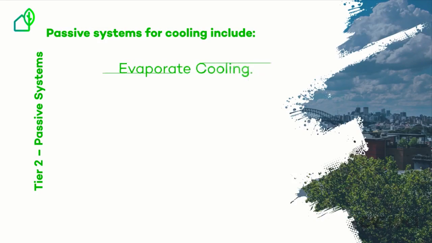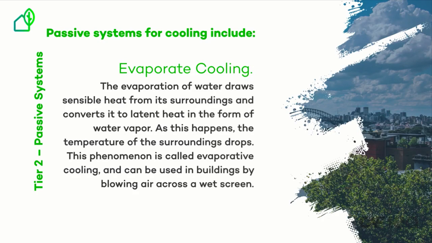Evaporative cooling. The evaporation of water draws sensible heat from its surroundings and converts it to latent heat in the form of water vapor. As this happens, the temperature of the surroundings drops. This phenomenon is called evaporative cooling and can be used in buildings by blowing air across a wet screen.